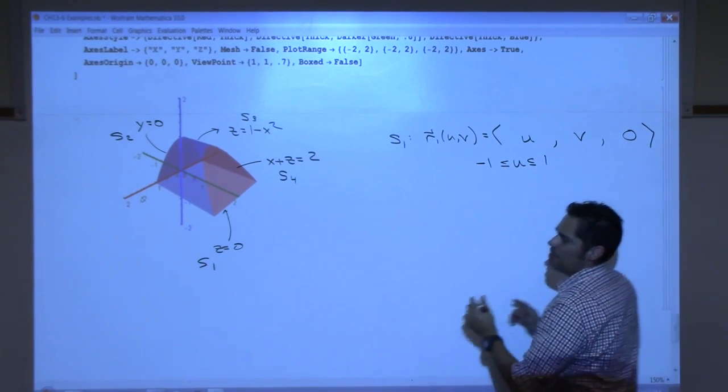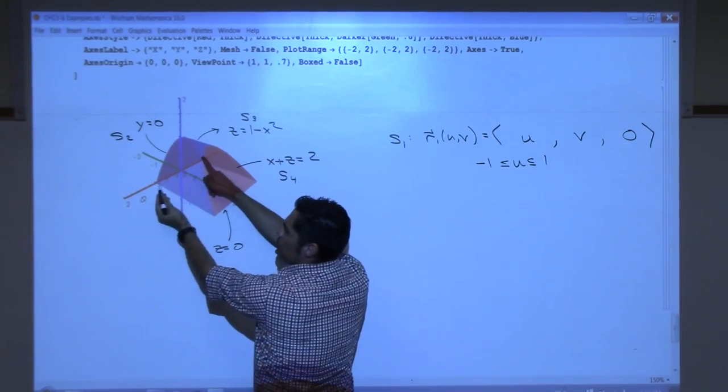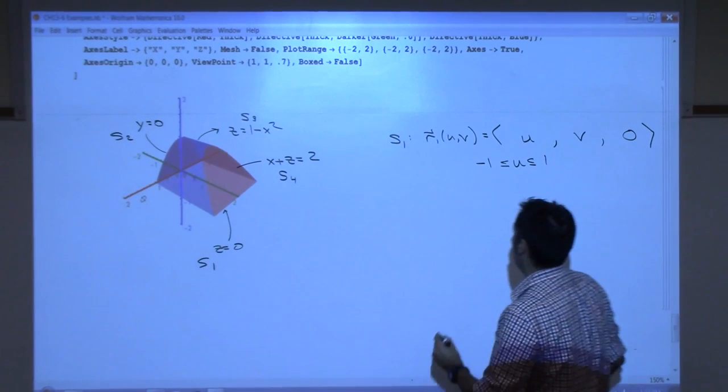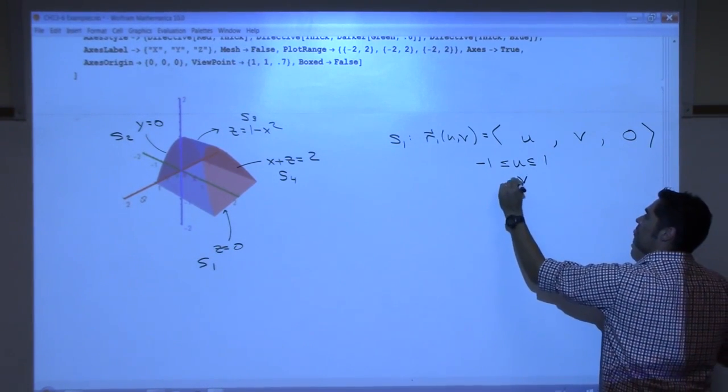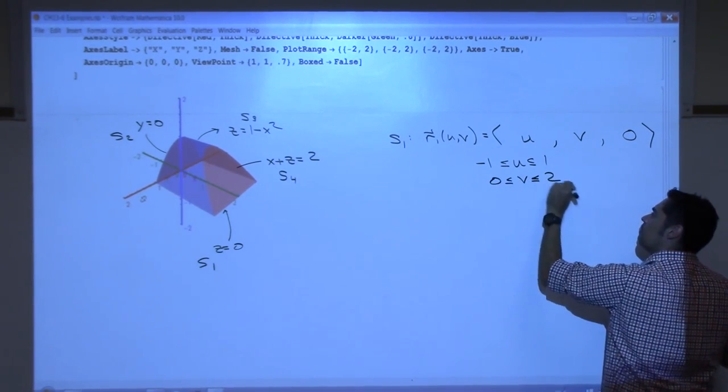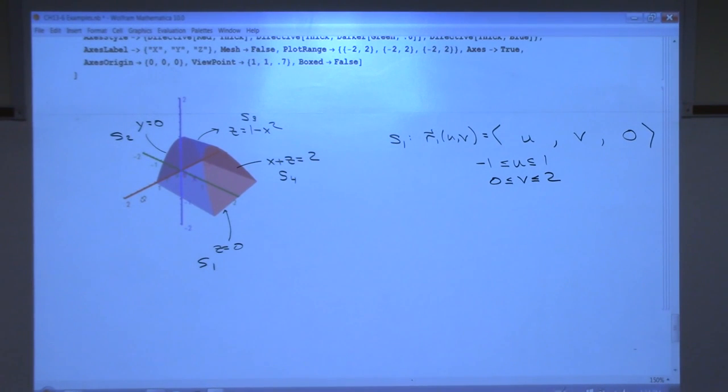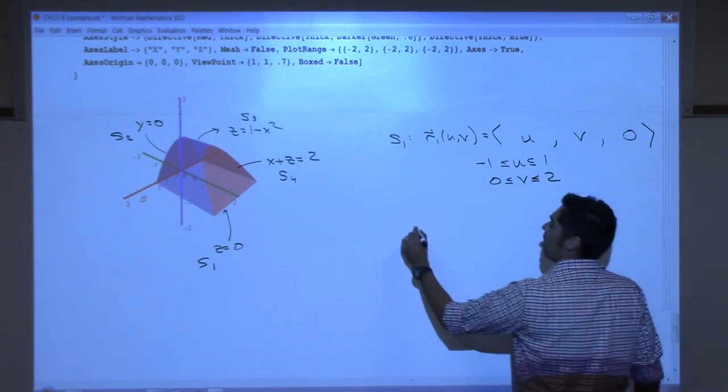-1 and 1. Do y'all see that? That's my x values are between -1 and 1. My y values should be, so v should be 0 to 2. That's pretty clean, right? All right. What do you think is the next easiest? That S2, right? All right, so let's talk about S2.